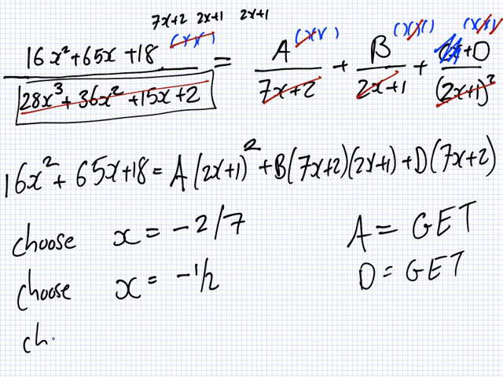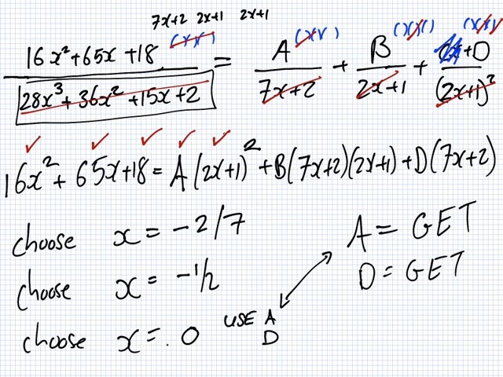Right, now the last one's a bit tricky. What should I choose for x? It doesn't actually matter. You can choose x as 0, but don't forget to use the a and the d that you've worked out. So if you look at this, do you know this? Yes. This? Yes. Do you know a? Yes. Do you know b? No. Do you know d? Yes. And do you know this? Yes. So you can get the b out here.